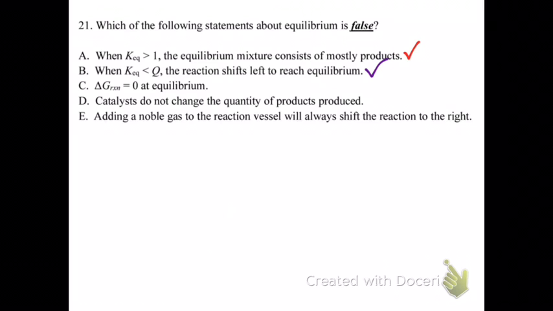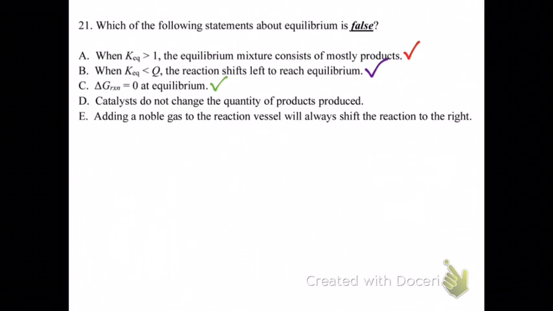Statement C, delta G equals 0 at equilibrium. That is absolutely true. At equilibrium, the reaction is not proceeding forward nor in the reverse direction spontaneously. Delta G equals 0. We're at an energy minimum. All is well. This is a true statement.